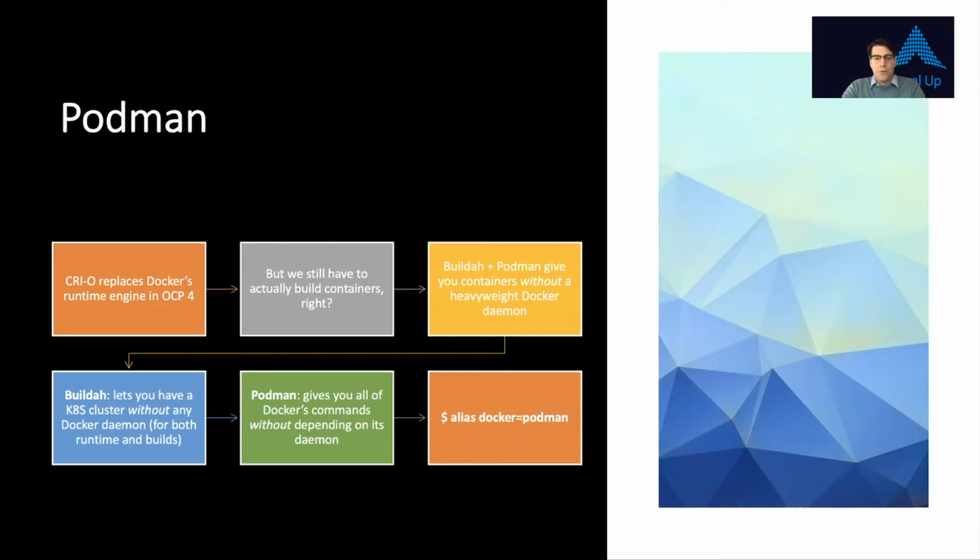So Buildah's role is to let us basically have a Kubernetes cluster without a Docker daemon either for runtime or builds. And Podman gives us all of the same Docker commands that we're used to running without having to depend on its daemon running anywhere, on a laptop or in the Kubernetes cluster itself, for instance if we have to do troubleshooting, things like that.